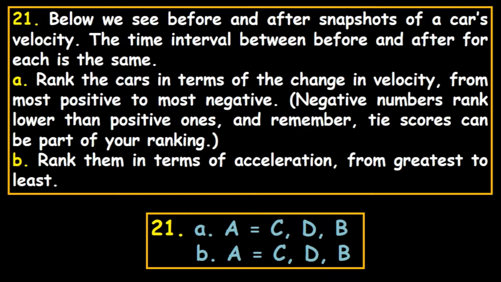A equals C, and then it will be D, and then B. And B is the same thing. A equals C, and then D, and then B.